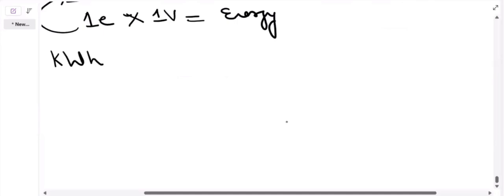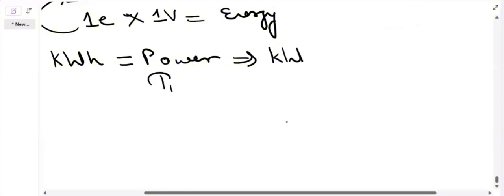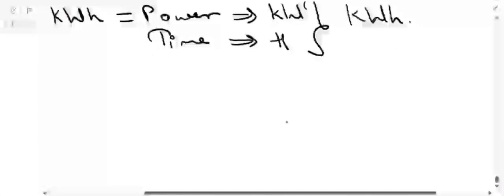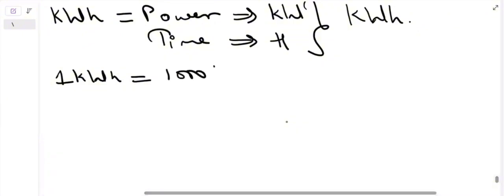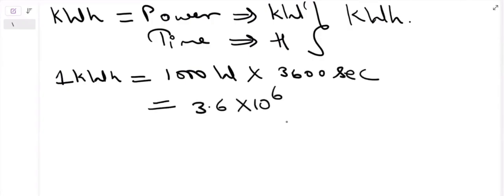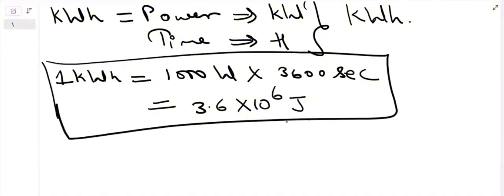When your power is calculated in kilowatt and your time is calculated in hours, then combined you get kilowatt hour. So 1 kilowatt hour is 1000 watts into 3600 seconds. Combined, it is 3.6 into 10 raised to 6 joules. So this is the conversion of kilowatt hours to joules.